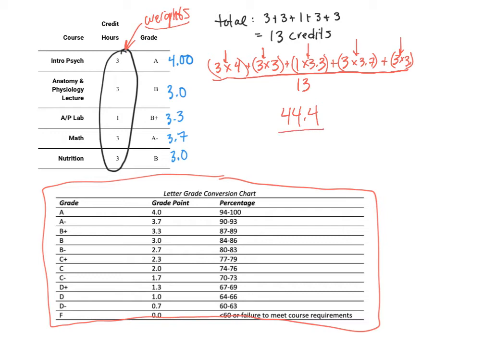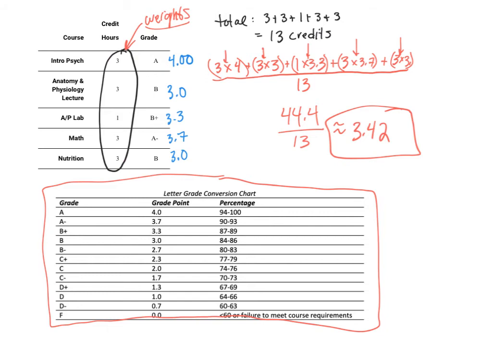44.4, and I'm going to divide that by the total number of credits, which is 13, and I'm going to round this to the hundredths place. So when I put that in my calculator, I get 3.41, and it continues, but I'm going to round that up to a 3.42. So this semester, this person's grade point average, GPA, was 3.42. We calculated this by considering the weights as the credits, right?